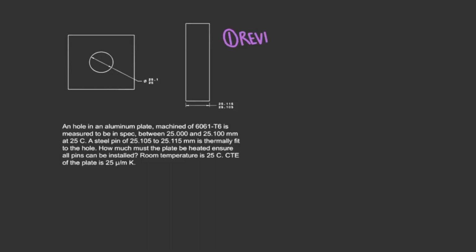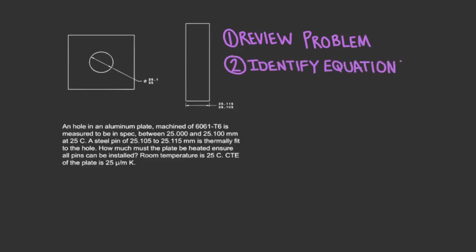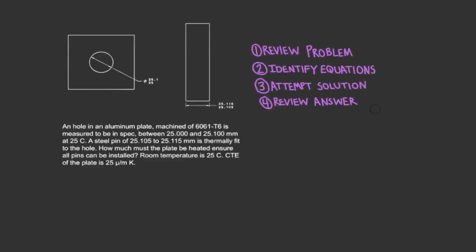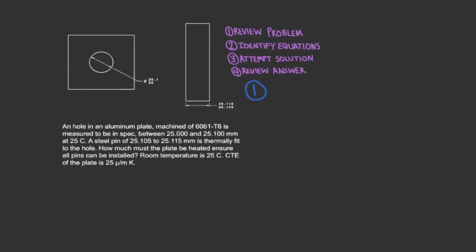The 4 steps we're going to take to solve today's problem are: 1. Review the problem, 2. Identify the equations and cover our background topics, 3. Attempt our solution, and 4. Review the answer we came up with. Let's dive right in with step 1, reviewing today's problem.